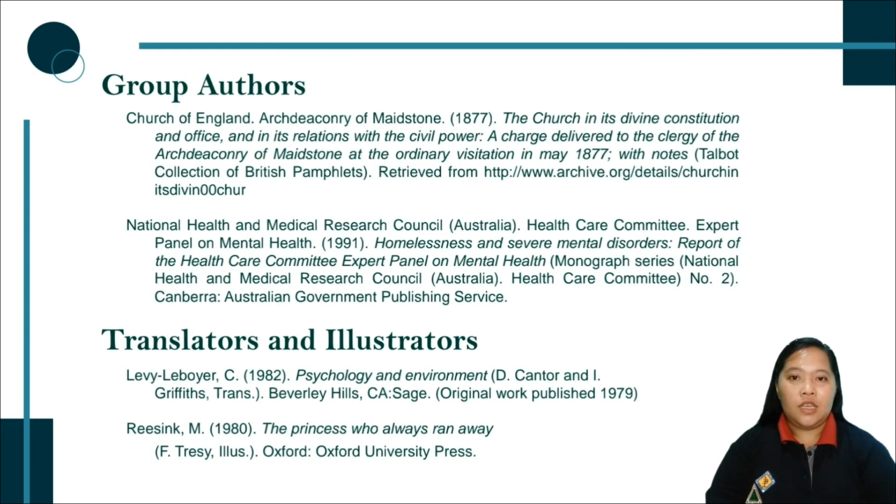The next is the group authors. When citing your reference with group authors, use the full official names of group authors such as associations or government agencies. The following are the examples on how you cite your references with group authors. The next one is the translator and illustrator. When citing your reference with a title that has an illustrator and translator, you will write first the name of the author, the year, the title, followed by the illustrator or translator's name.